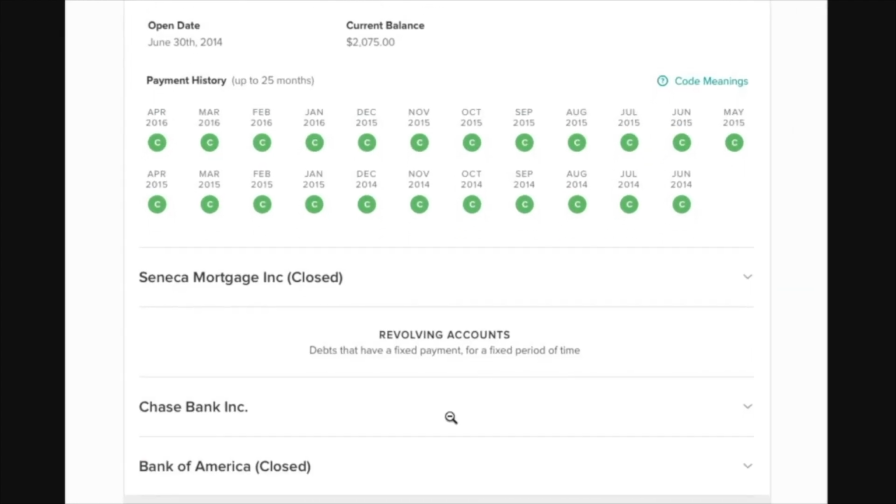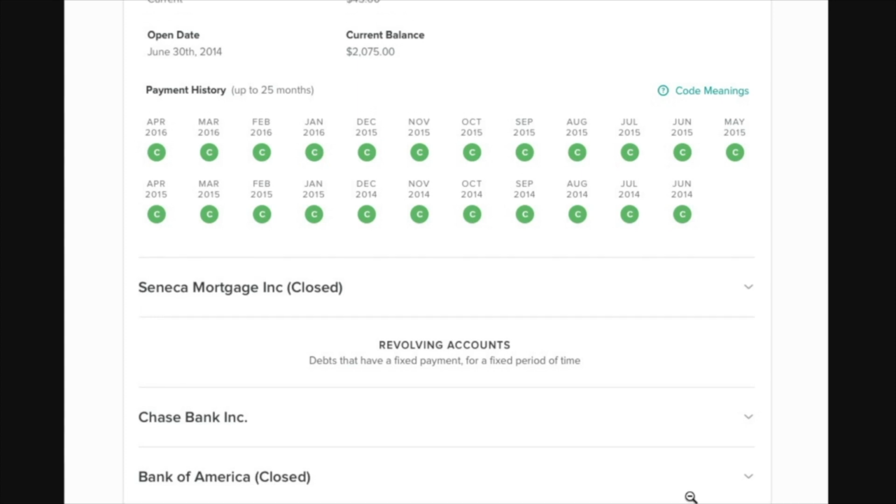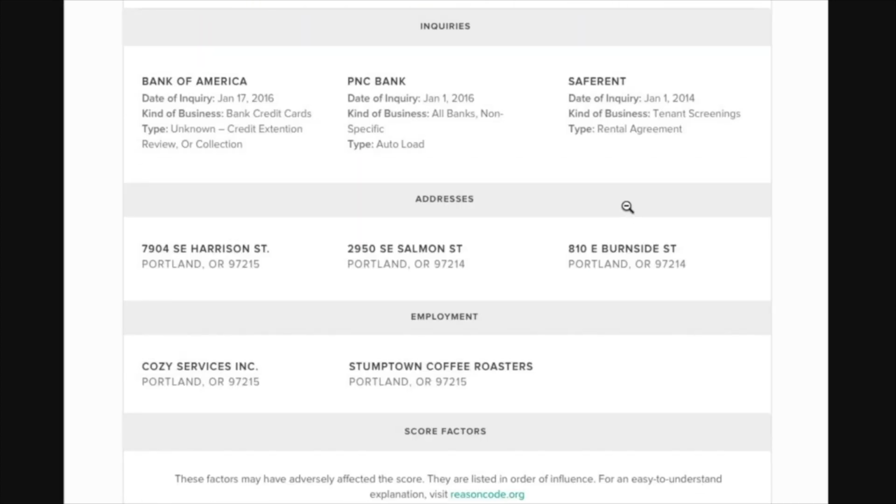And if you were to expand each of these, you would probably see the same thing for all the other accounts that they are currently paying on or that they have paid off and closed. When we go ahead and scroll down here, this is also telling us some of the other inquiries that have been made into this person's credit. And basically what this means is that at some point, this applicant most likely applied for a loan or a credit card or something with these other lending institutions. And at that point, they pull a credit report on them too.